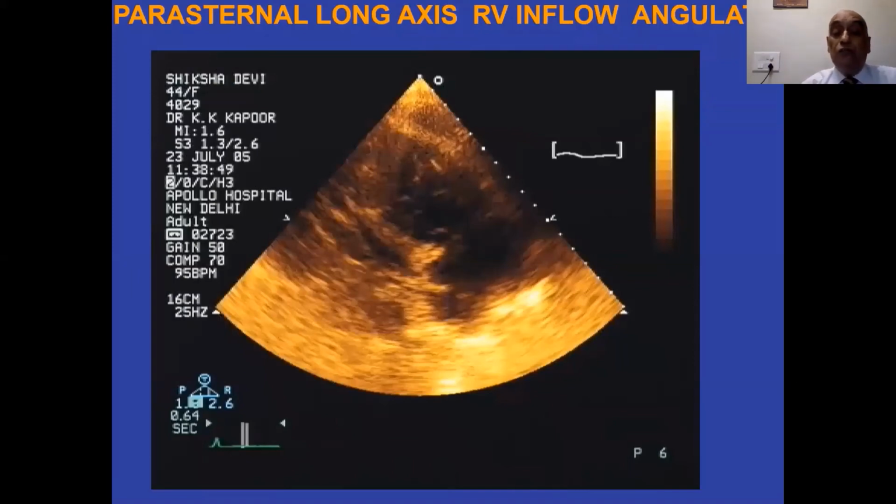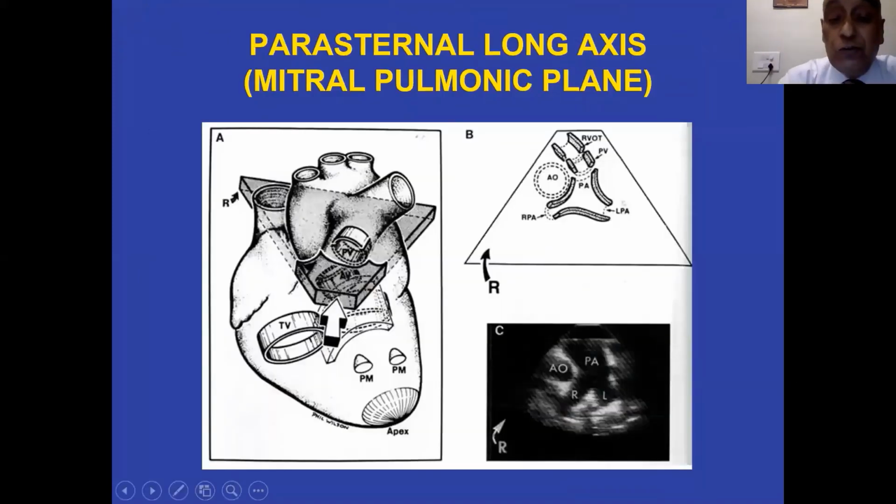And if I move out, now this is the RV outflow view. For the RV outflow view, you're going to angulate upwards and outwards, that is superiorly and laterally, from the same position. This position is in the fourth intercostal space. Index mark is at the 10 o'clock, and you're going to angulate the beam superiorly and laterally. You look at the RV outflow tract, and you can rotate it slightly from the 10 o'clock to the 11 o'clock position to look at it better.